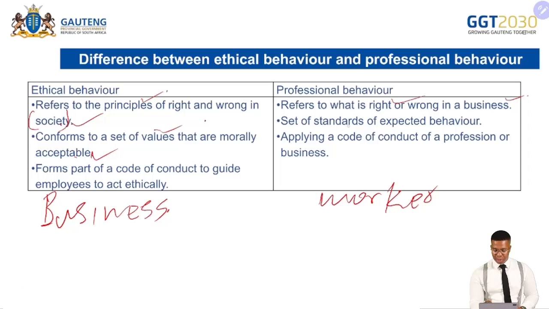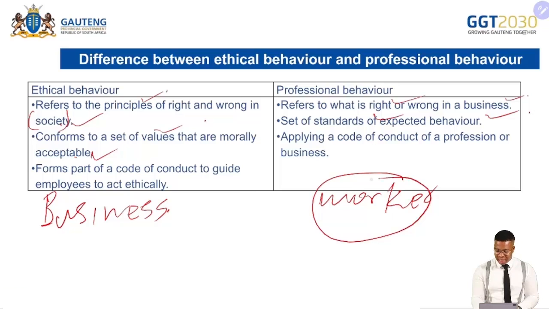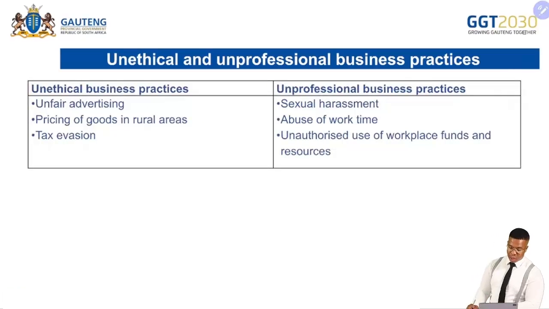But professional behavior is a set of standards of expected behavior when you are within the working environment. There are some working environments whereby employees are not allowed to smoke. And obviously, all of them would not allow you to drink alcohol while you are inside the workplace, because as a worker there is a set of standards that you are expected to comply with. Ethical behavior forms part of the code of conduct to guide employees to behave ethically. Professional behavior is applying the code of conduct of the business. Then unethical, we are looking into unfair advertising, pricing of goods in rural areas, and tax evasion.